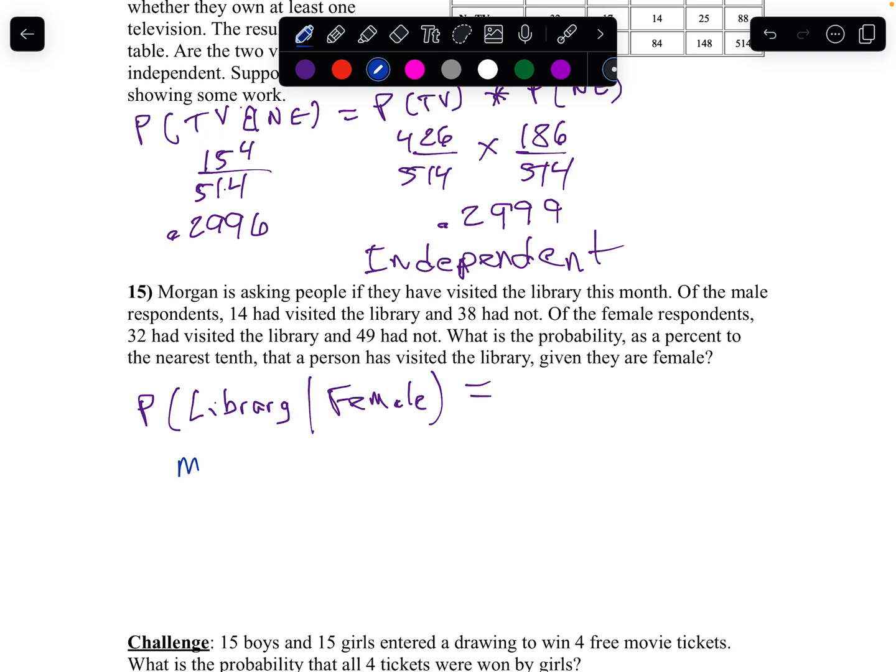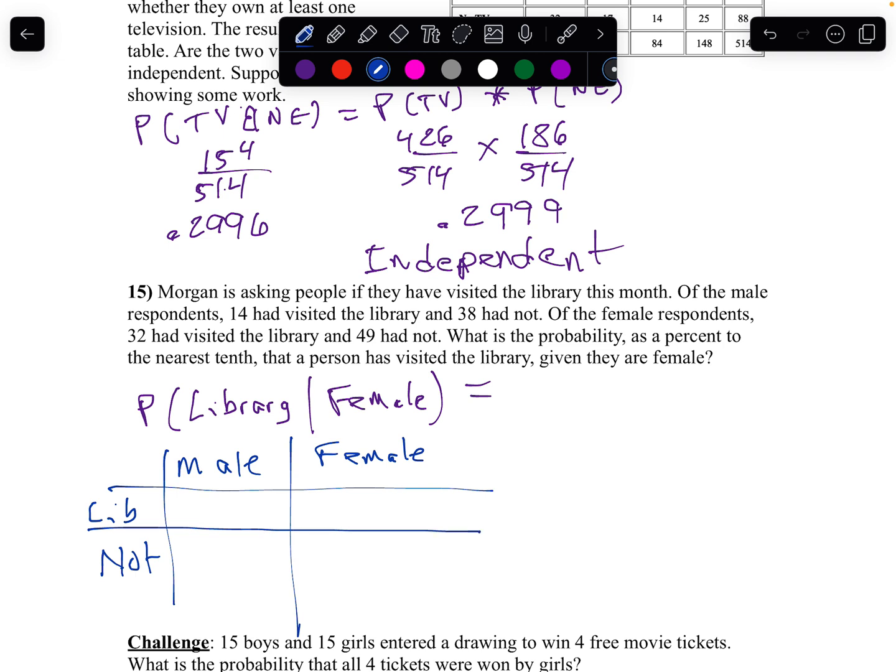So we have male and female. And then we have them visiting the library or they did not visit the library. Now, of the male students, 14 had visited the library and 38 did not. So my column total, 38 plus 14, would be 52.